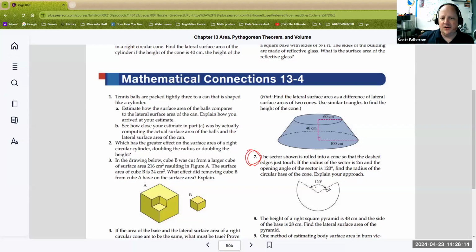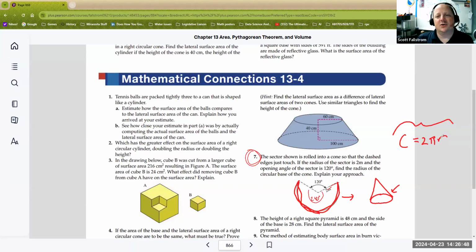So 120 degrees here, which means you know this is 240 degrees. And you could use that with this radius to find the arc length, because that's the only thing we know, which is this right here. So now I've got the arc length. And when you fold this up, that arc length becomes your circumference. Once you know the circumference, you can find the radius.